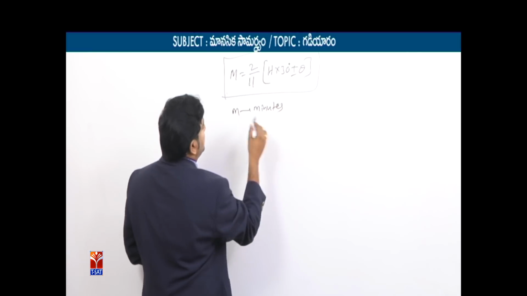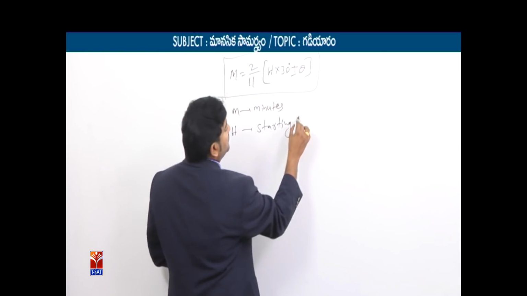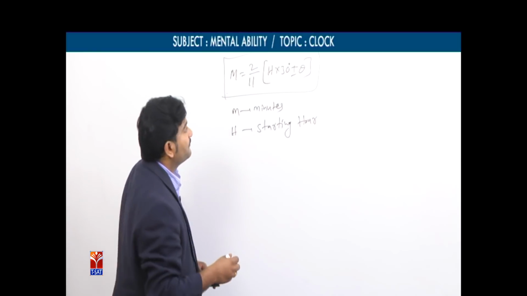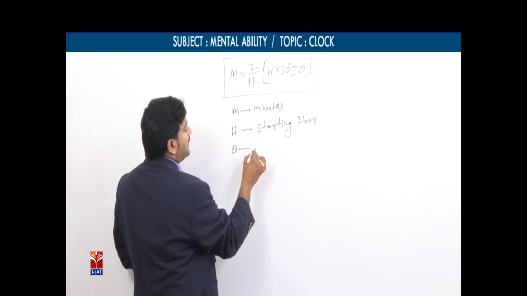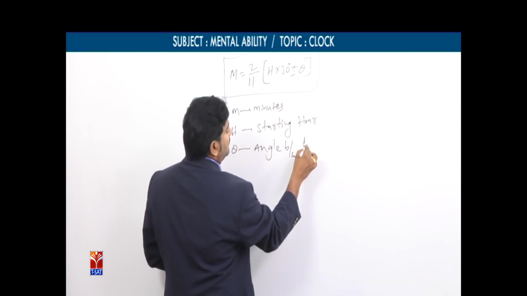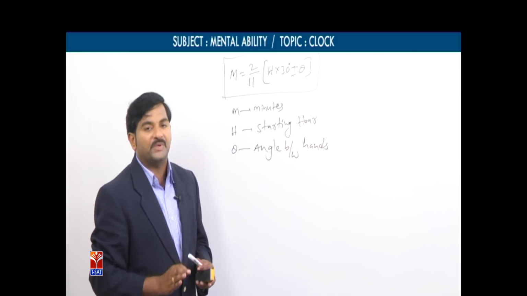Similarly, h means hours only, but what kind of hour? It is simply the starting hour. We will discuss what the starting hour is when the problems come. Similarly, theta means the angle between the 2 hands, that is, the angle between the hours hand and the minutes hand.